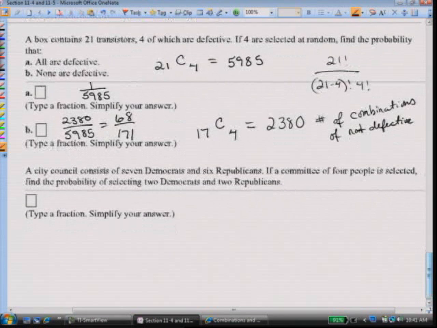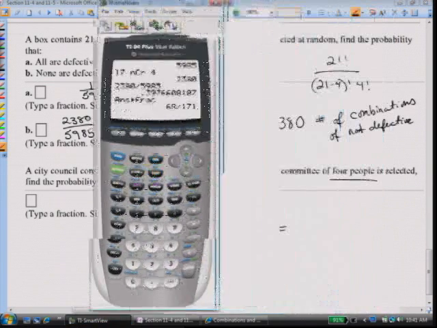Okay, last question. It says a city council consists of 7 Democrats and 6 Republicans. If a committee of 4 people is selected, find the probability of selecting 2 Democrats and 2 Republicans. All right, now we're going to pick 4 from a group of how many? From a group of 13. Do y'all see there's 13 total? So our denominator is going to be 13 choose 4. That's how many different committees we could form.